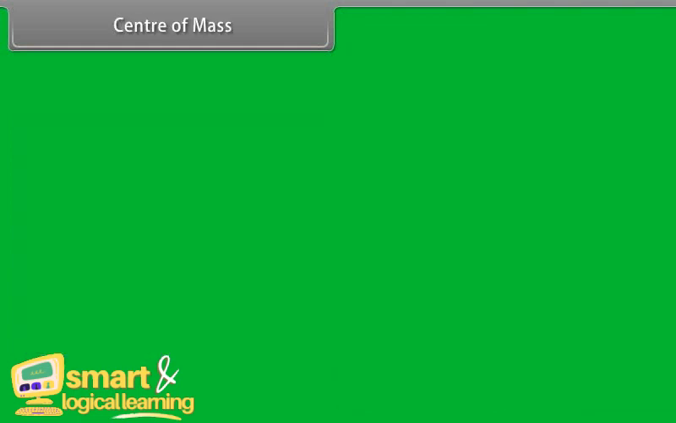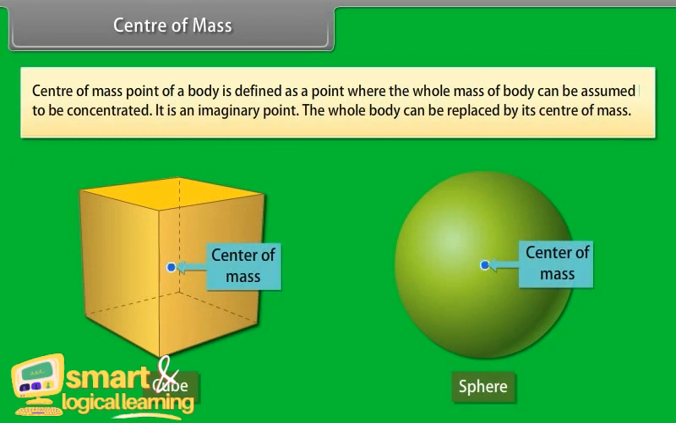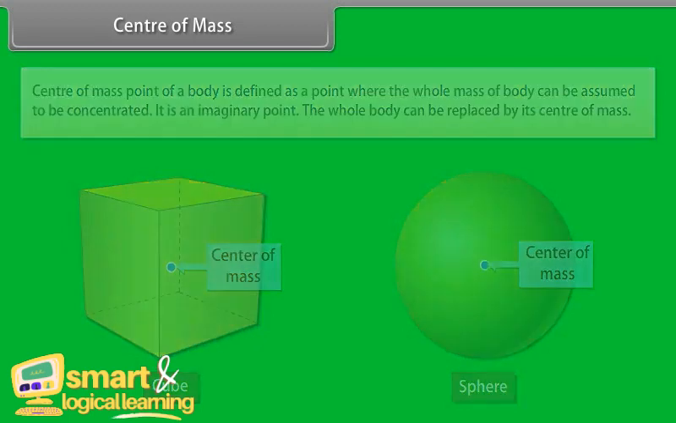Center of mass. The center of mass point of a body is defined as a point where the whole mass of the body can be assumed to be concentrated. It is an imaginary point. The whole body can be replaced by its center of mass.